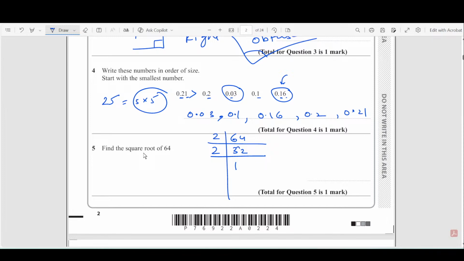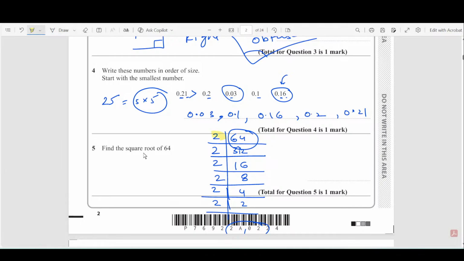Then we give 1 to the next number. This will become 12. 12 divided by 2 is 6. Again we divide 16 by 2. We get 8. Then we divide again by 2, we get 4. 4 divided by 2 is 2. And then 2 divided by 2 is 1. So we need to keep dividing until we get 1. That's how we do it.